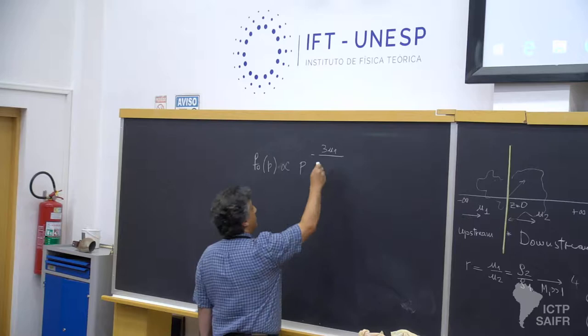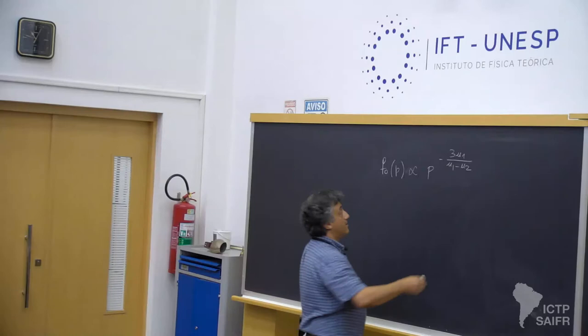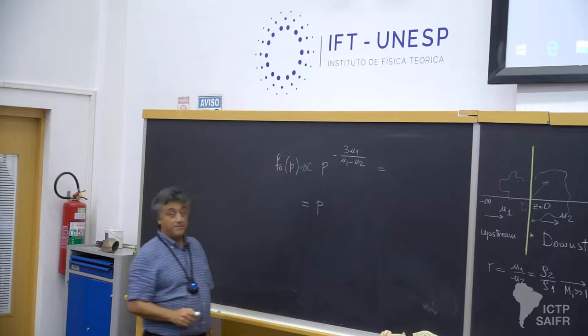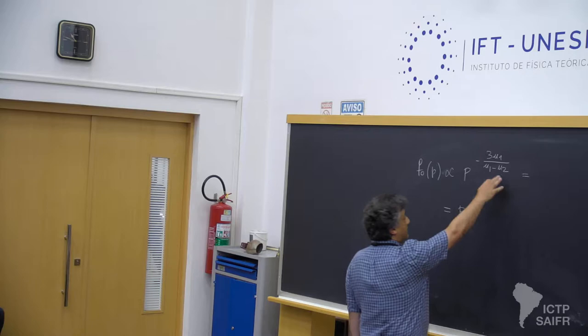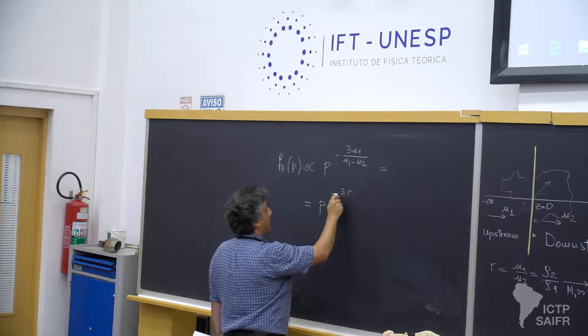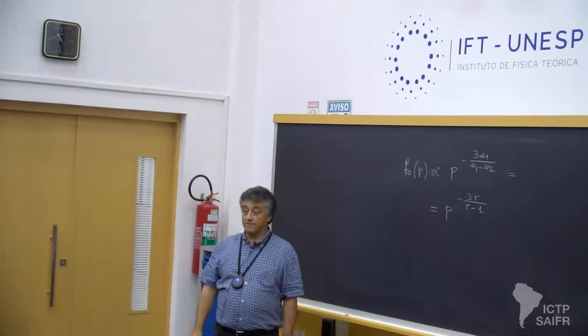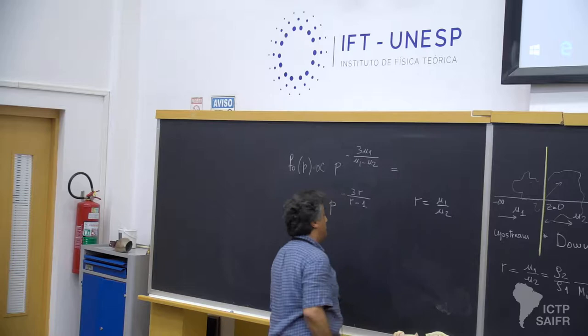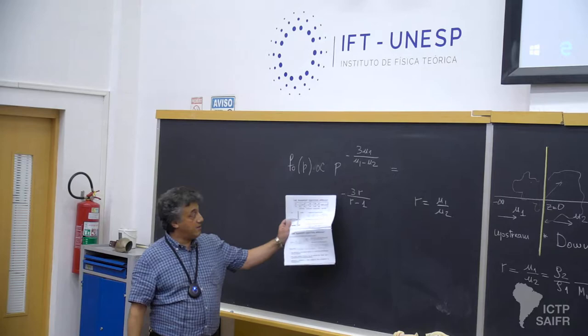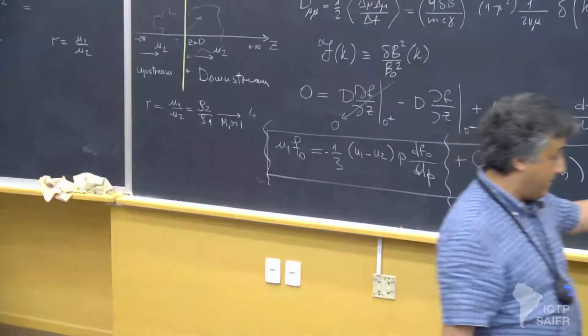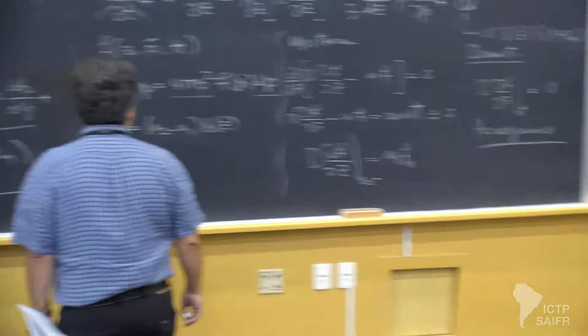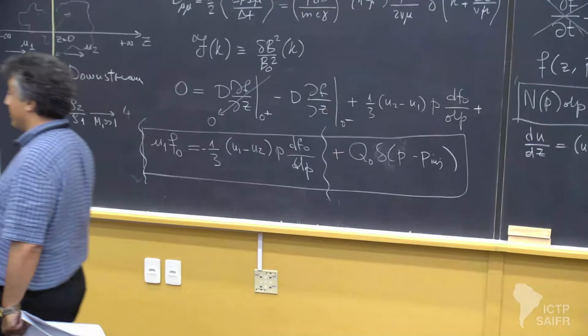But here I can introduce the compression factor. So U1 over U2 is the compression factor. So for instance, let's divide this by U2. This is minus 3R divided by R minus 1, where R, again, is U1 divided by U2. So f of p behaves as a power law with index minus 3R over R minus 1. Notice that this is different from the one we found before. Why? Because this f is f in phase space. Before, we calculated the f in energy space.